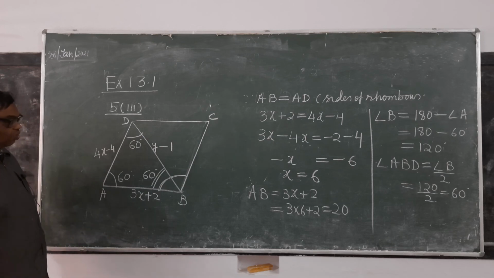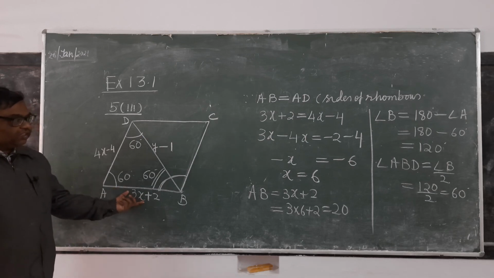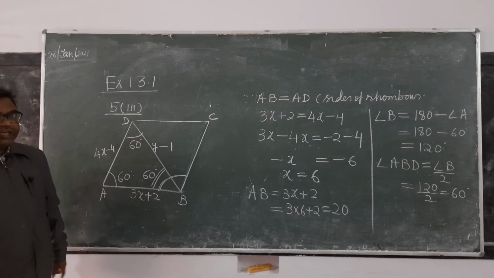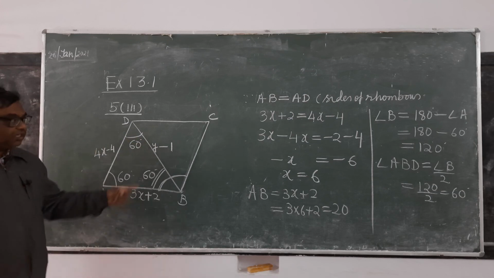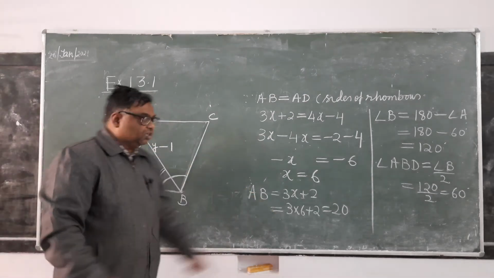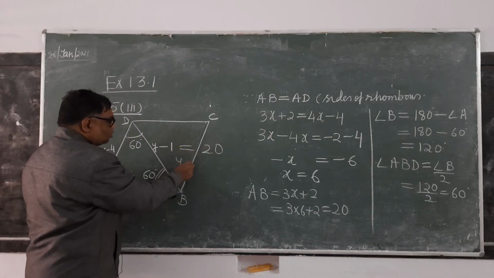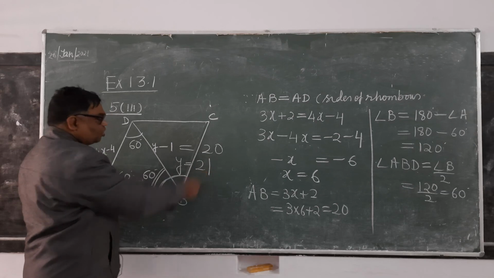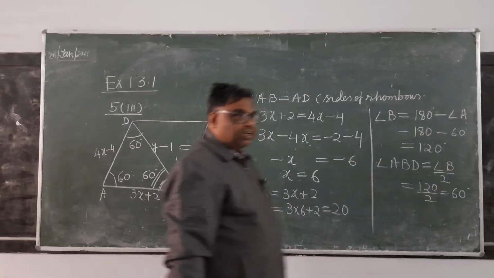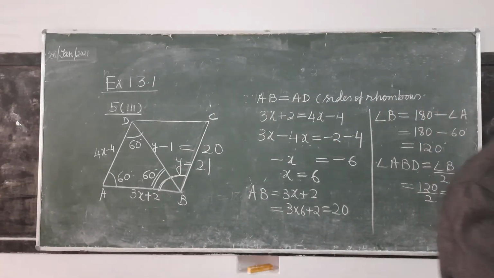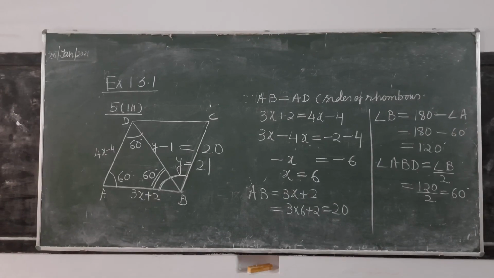What is the property of an equilateral triangle? All sides are equal. That means whatever the length of AB is, BD will be the same. How much did we get for AB? 20. So BD will be 20. So y equals 21. It's clear? y equals 21 because BD is given as y minus 1.